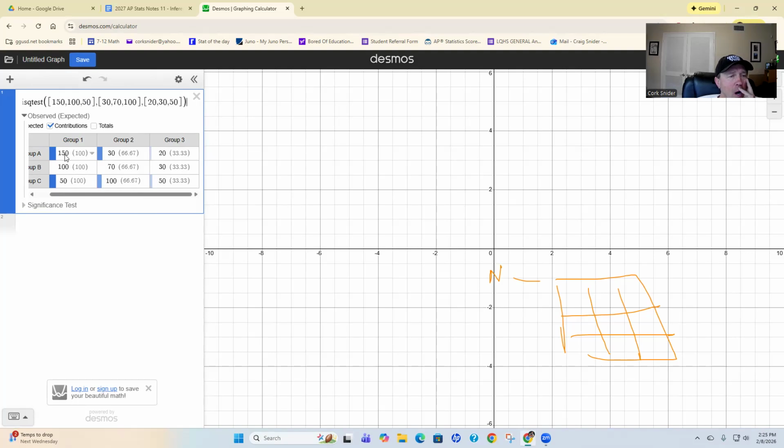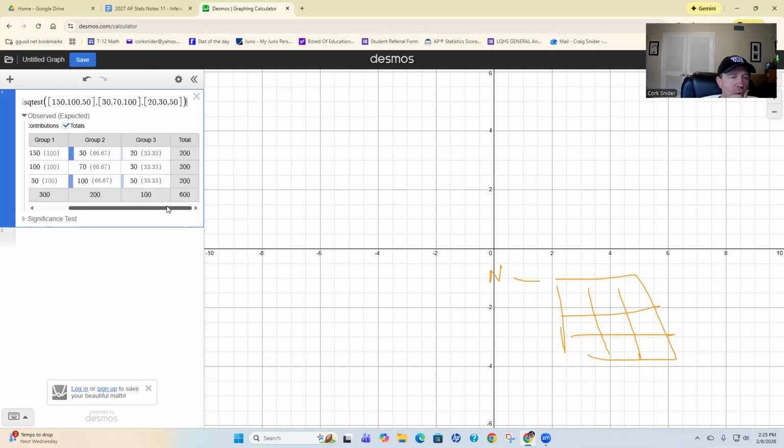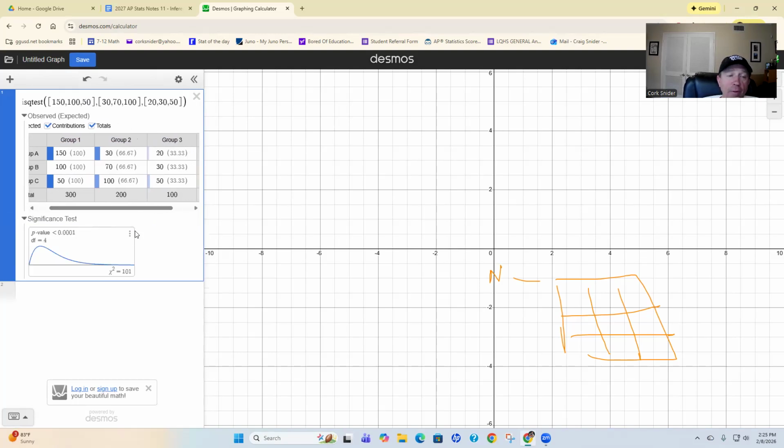Because you can do the chi-square term for each one of them. It would be observed 150 minus 100, squared, divided by 100. You could get the term. They don't have those here. They have totals. They put the totals in there, the totals for the columns and everything. Then if you run the test, by the way, there's no confidence intervals. You run the test. There we go. The p-value is really small, so there is evidence here.